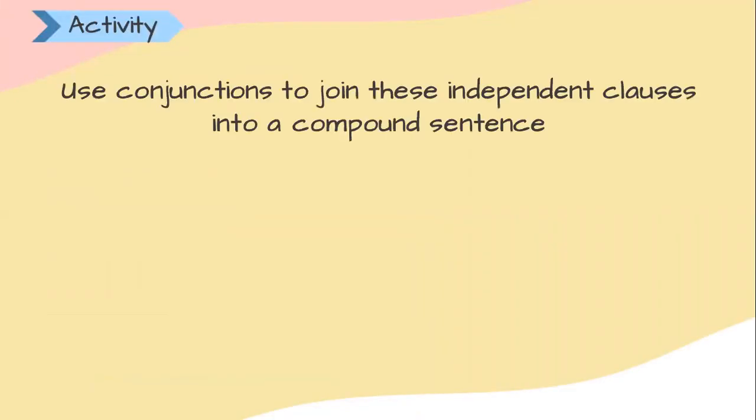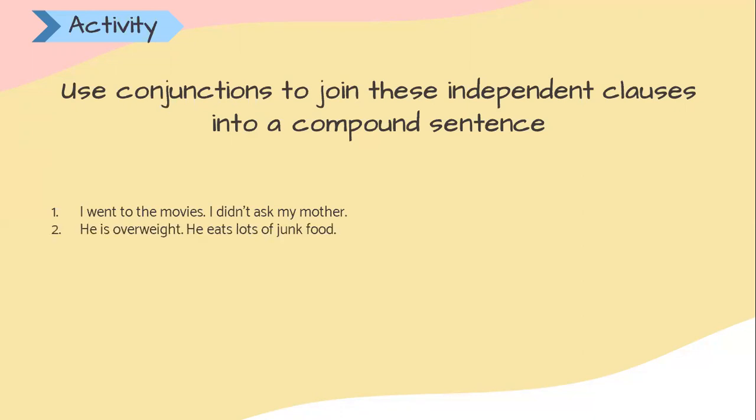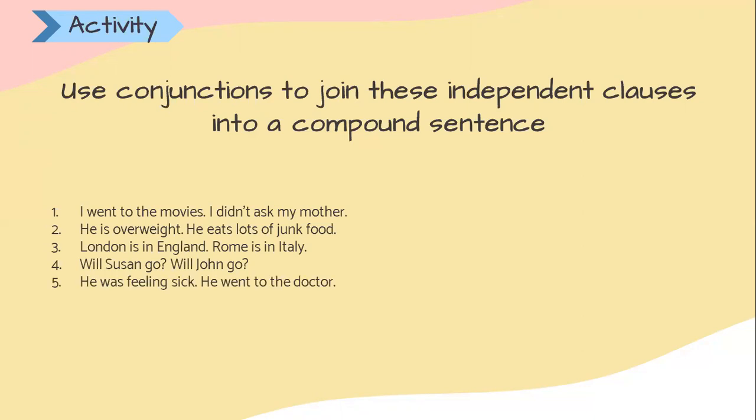Let's have an activity now. Use conjunctions to join these independent clauses into a compound sentence. I will read the sentences to you, and once you have read all the sentences, I hope you have your conjunctions ready for them. I went to the movies. I didn't ask my mother. He is overweight. He eats lots of junk food. London is in England. Rome is in Italy. Will Susan go? Will John go? He was feeling sick. He went to the doctor.